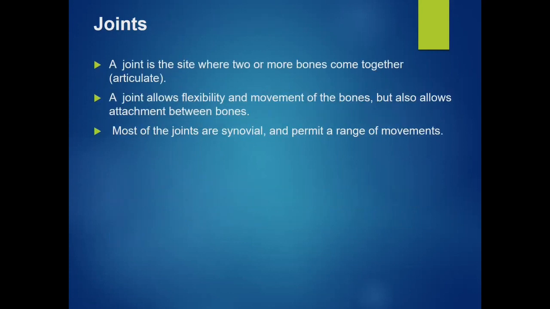A joint is a site where two or more bones come together, and we use the word articulate for when bones join together. So they're places where bones meet. Some, such as those between the bones in your skull, are what we call fixed joints. They can't move at all, but most joints are movable. The most common type of movable joints are called synovial joints because they contain a lubricating liquid called synovial fluid. We're going to look at that further on.